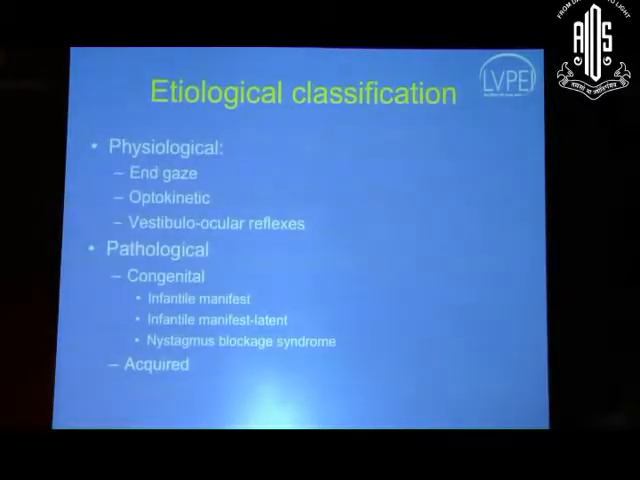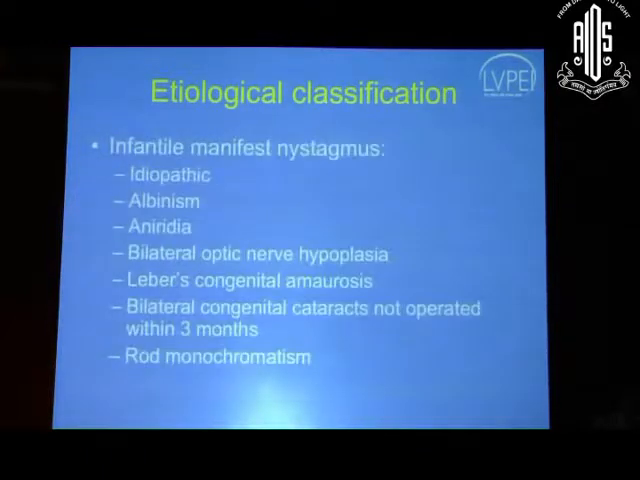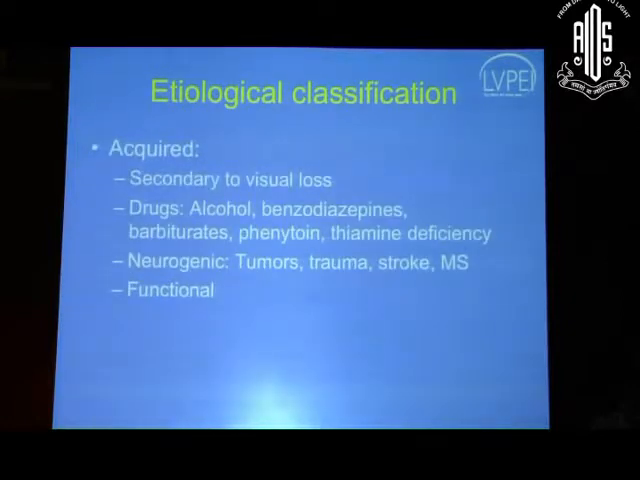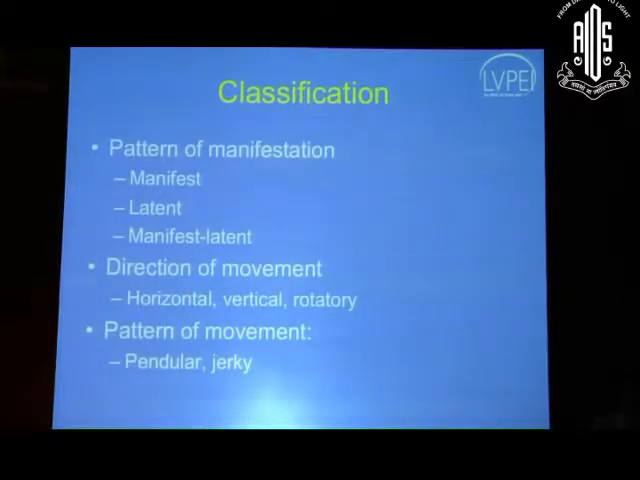So basically there are three things you need to answer: whether the nystagmus is physiological. If it is not, you need to realize whether it's congenital or acquired. These three things have to be made sure of before you diagnose the patient. With the infantile type, there are different causes, which I will not go into in detail. With the clinical classification, you also need to know the pattern of manifestation, whether it's manifest, latent, or manifest latent. Sometimes you might even have to do a slit-lamp evaluation to find latent or manifest latent nystagmus.